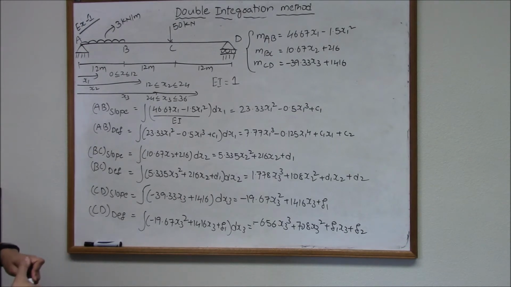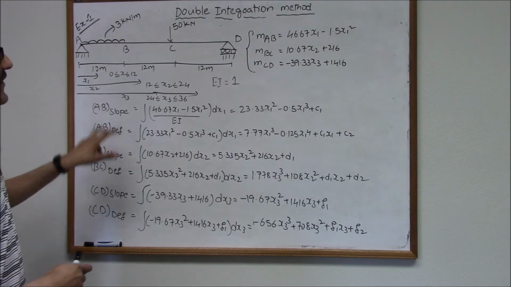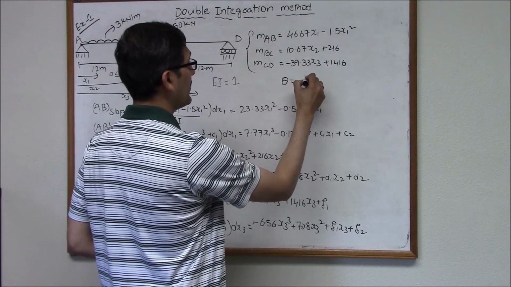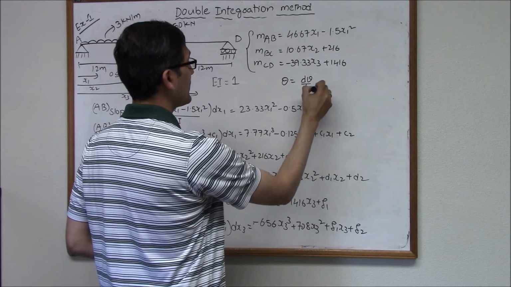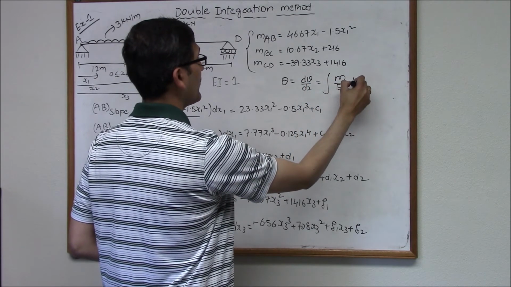So now to evaluate the slope of the span AB, we need to use the first equation, which is nothing but theta is equal to dV by dx is equal to the integral of M by EI dx.